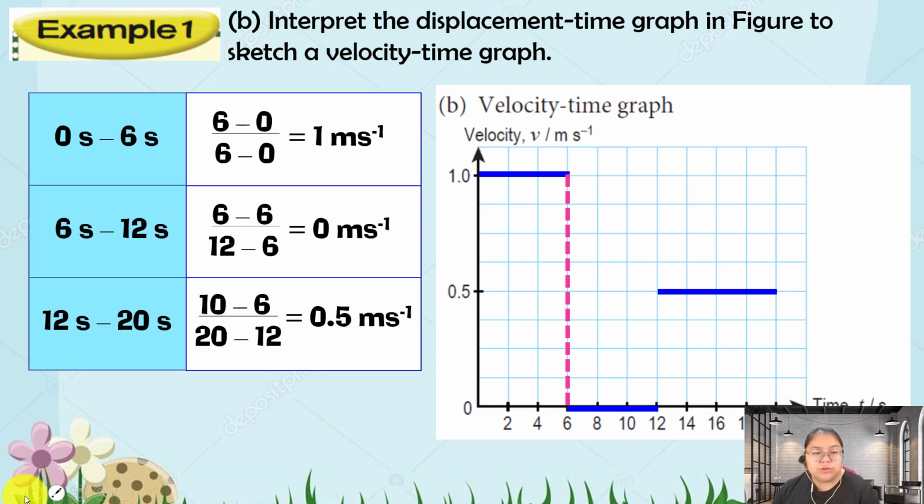After that, you need to join the dotted line, so we can see very clearly the location of the velocity. So this is what we call converting from the displacement-time graph to the VT graph.